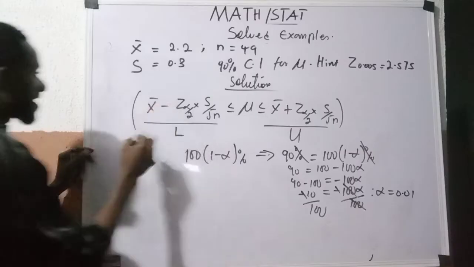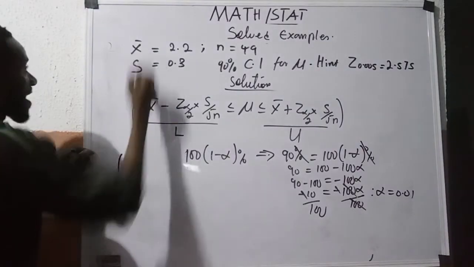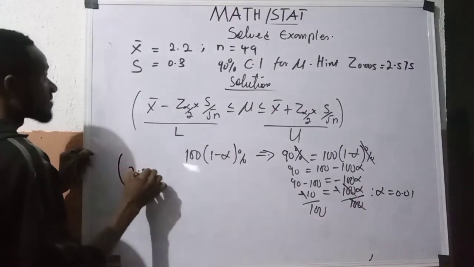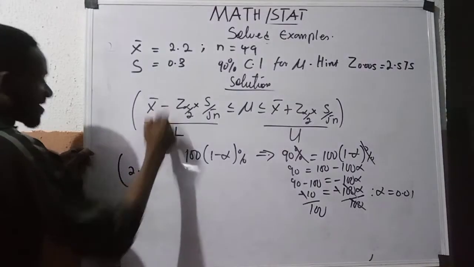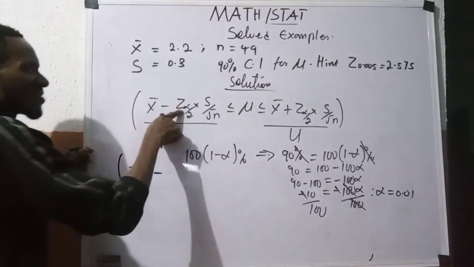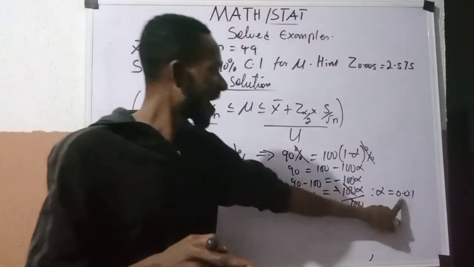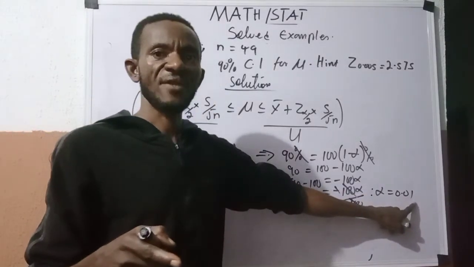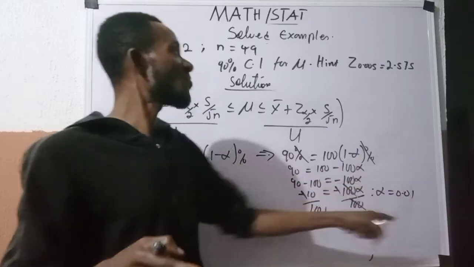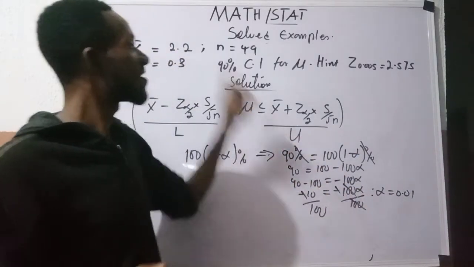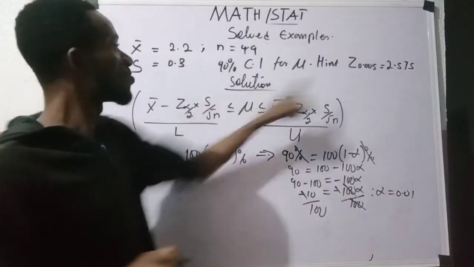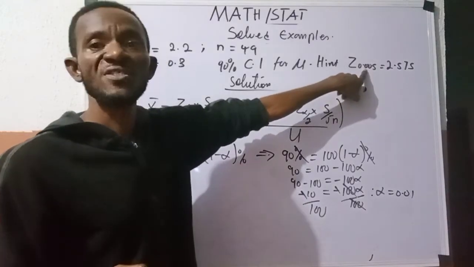So I'll now say, therefore, my x bar is what? 2.2. So I have 2.2 here in place of x bar. The sign here is what? Minus. This is z of alpha over 2. And I've known that my alpha is 0.01. So if you divide 0.01 by 2, you end up getting 0.005.